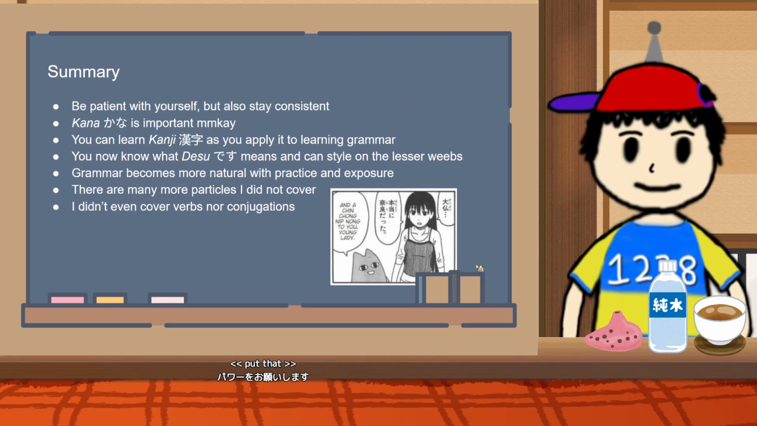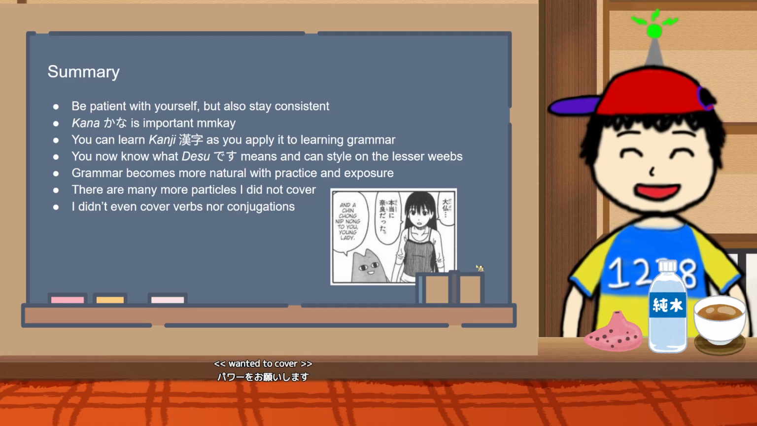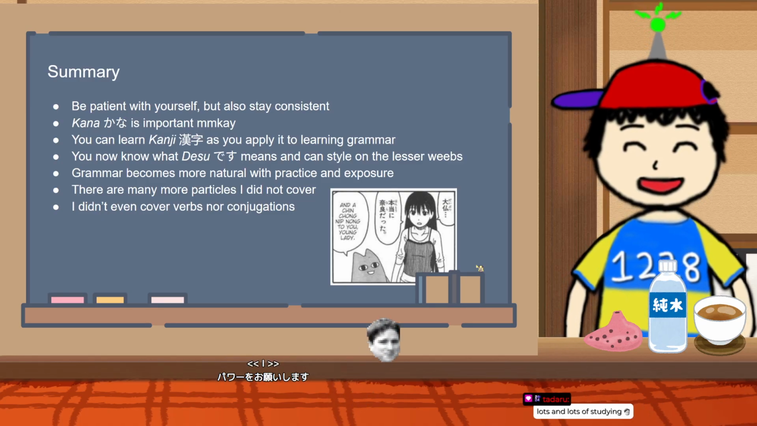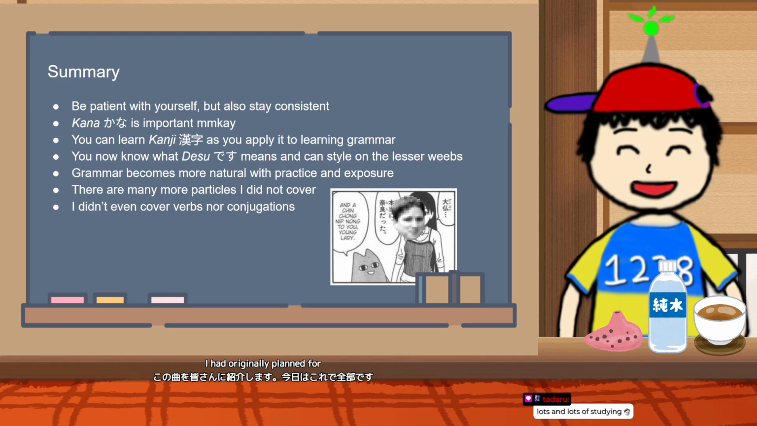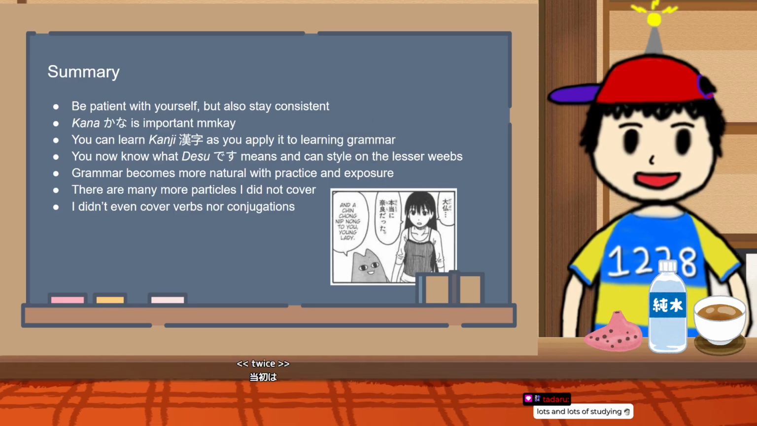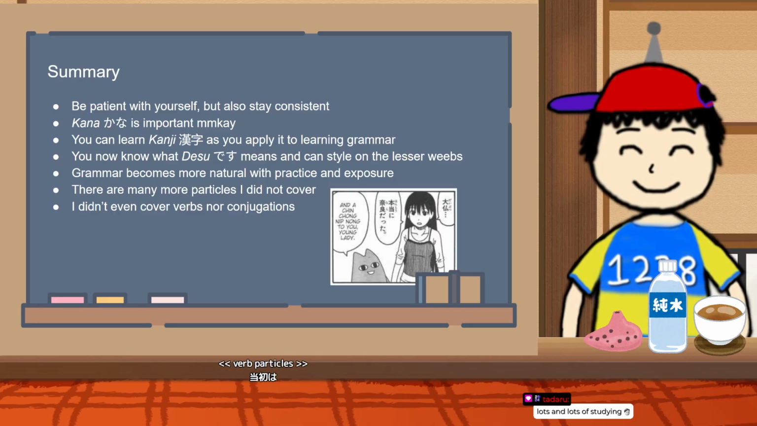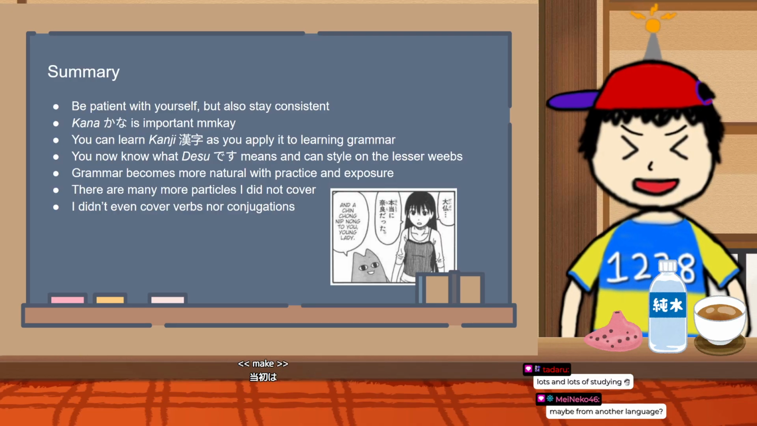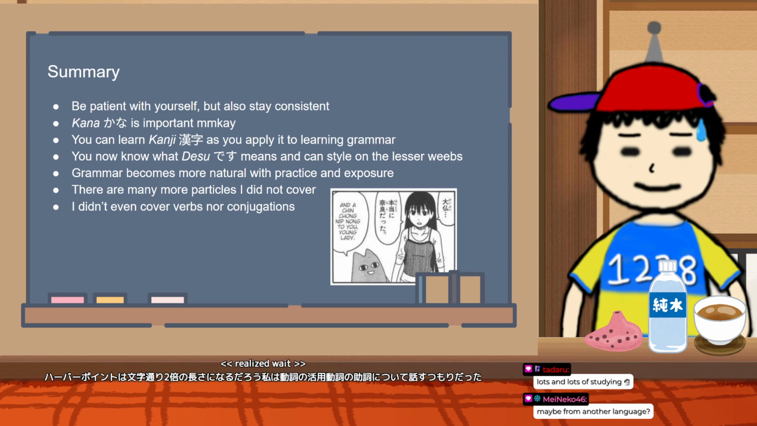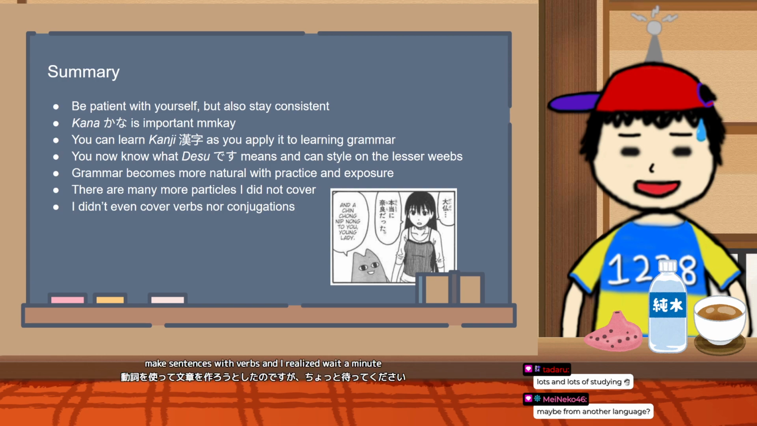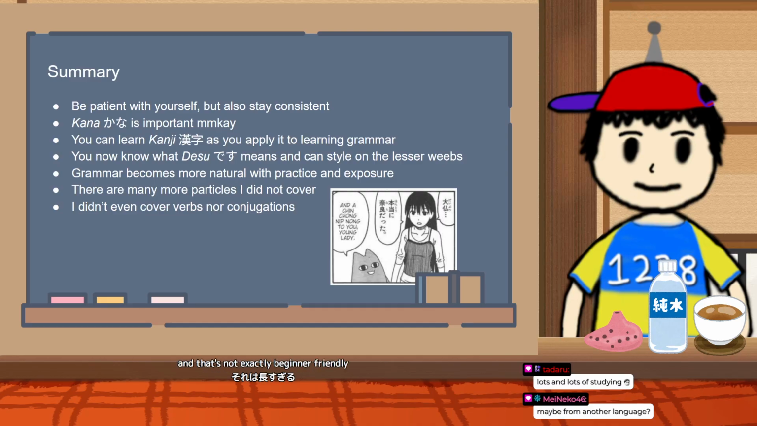But that's all, folks. That is all I wanted to cover for today. I had originally planned for this PowerPoint to be literally twice as long. I was going to go into verbs, verb conjugation, verb particles, constructing sentences with verbs, and I realized, wait a minute, that's way too long. And that's not exactly beginner friendly.